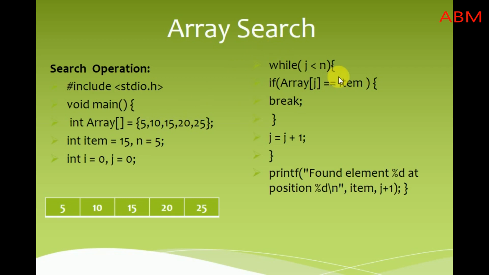Here you can see that j is less than n. Yes, j is 0 and n is equal to 5. Yes, it means that we have not traversed the whole array. If array j is equal to atom, array 0 is 5 and atom is 15. No, it's not equal. So j plus 1. Now the index is 1. Is array 1 equal to 15? Array 1 is 10. No, it's not equal. j next to 2. Is array 2 equal to atom? Yes, 15 is equal to 15. So it has been found, and the loop will be terminated and the new array will be printed.